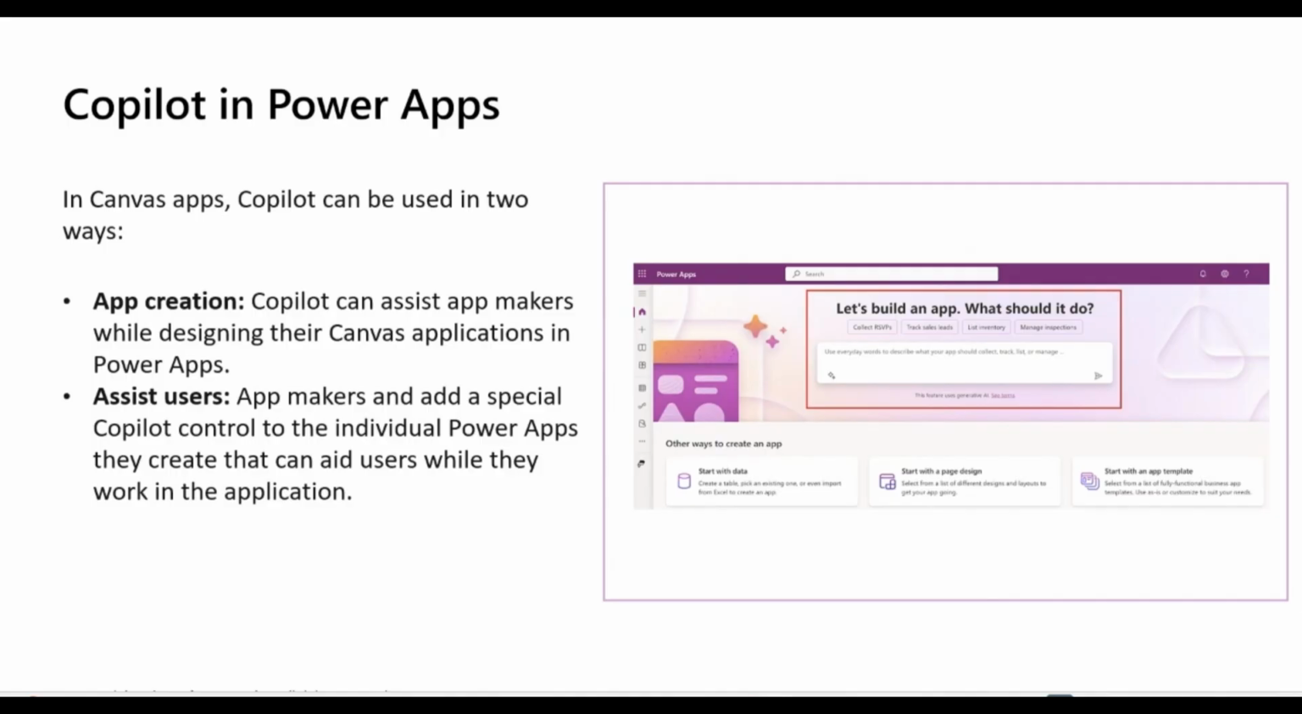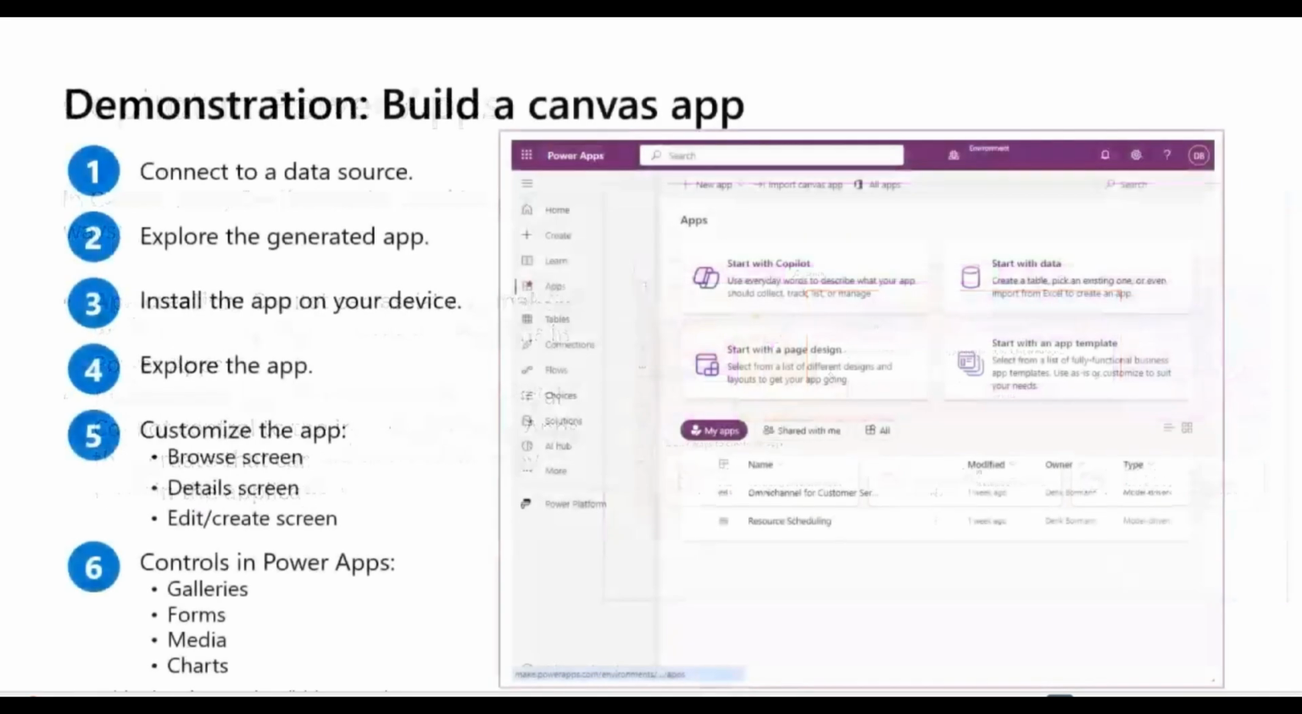Coming to the copilots in Power Apps, it can be used for app creation, where Copilot can assist the app makers while designing the Canvas apps in Power Apps. And it can also assist the app makers to add some controls. Maybe if you want to add something, you can ask the Copilot to add the same. And the Copilot, without saying anything, is just going to add the component that you want, right? So that's about the Copilot in Power Apps.